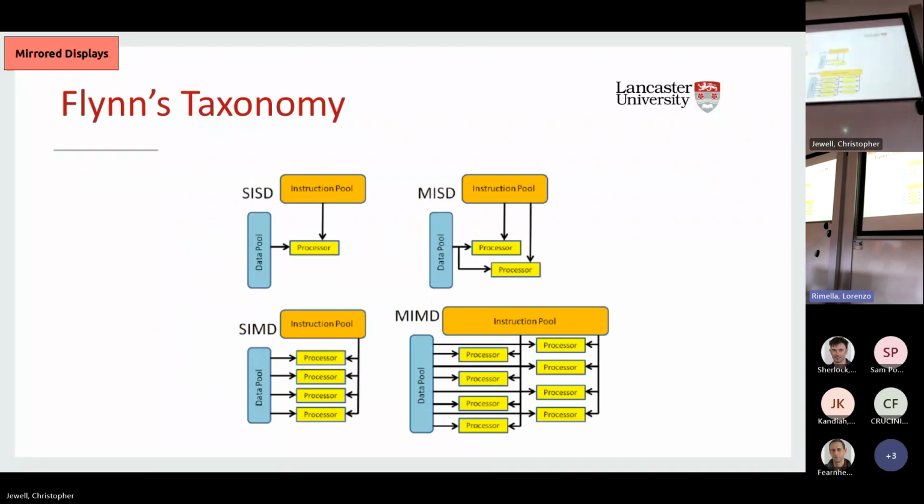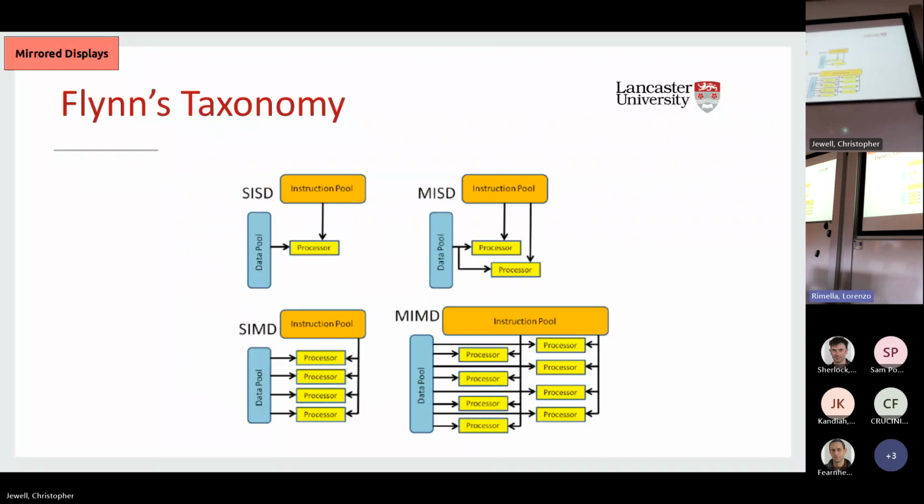And to just put some kind of visuals around this, I think this is a Wikipedia slide or something, but it makes the point quite nicely. So the idea behind single instruction, single data, SISD, is that you just have a data pool and an instruction pool and one instruction per bit of data.